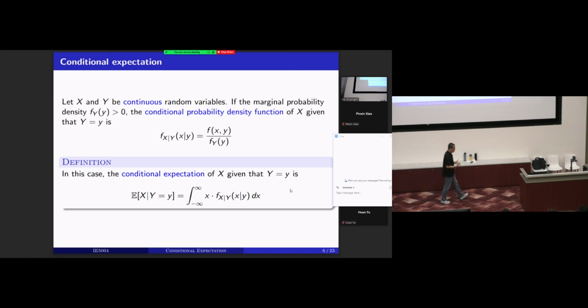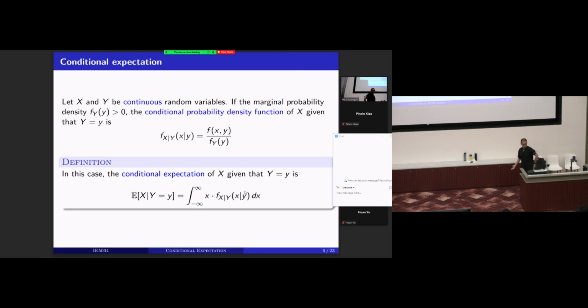The only difference is that this time for continuous random variables, we need to take an integral instead of a summation, right? So what we need to do is just something like this. If the condition is a continuous random variable y taking whatever value, this conditional expectation should be an integral over the entire real line, and at each point it should be weighted by the conditional PDF, right?